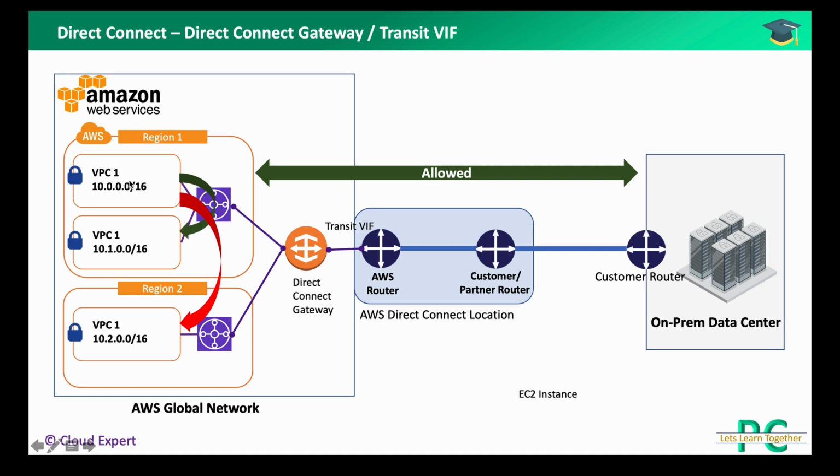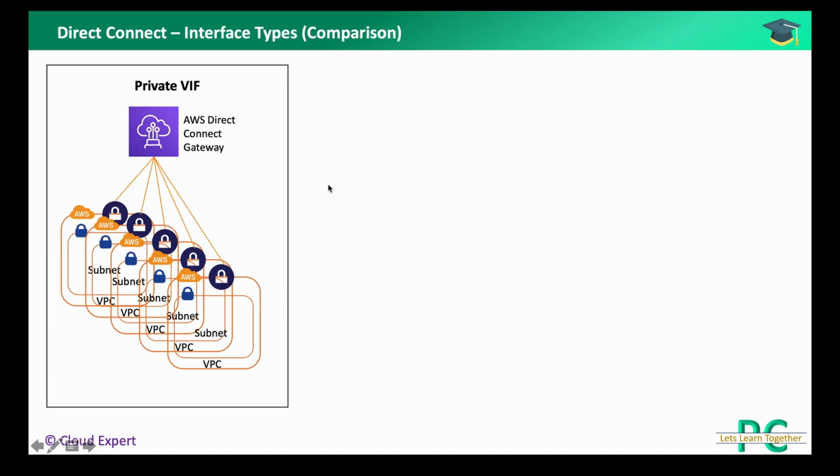You will be able to flow your traffic from any VPC in any region to the on-prem data center and vice versa. Since you have used a transit gateway, you will be able to communicate between the VPCs in the same region. But if you do not have a transit gateway peering between the regions, this traffic flow from one region to the other region is not allowed. Hope this clarifies. Now let's compare the different interface types we have discussed.